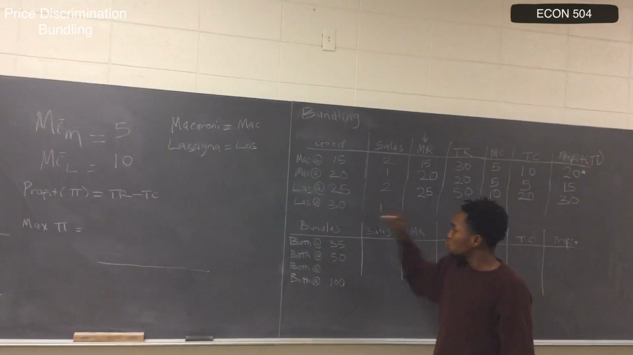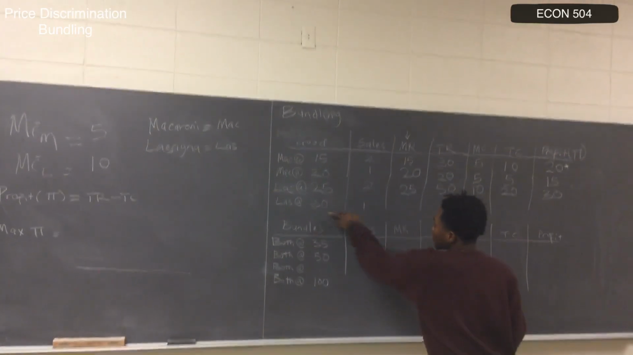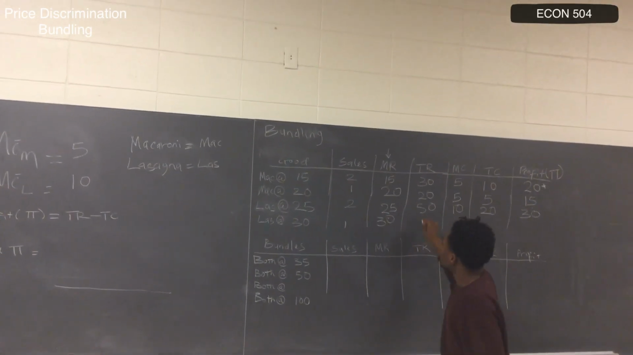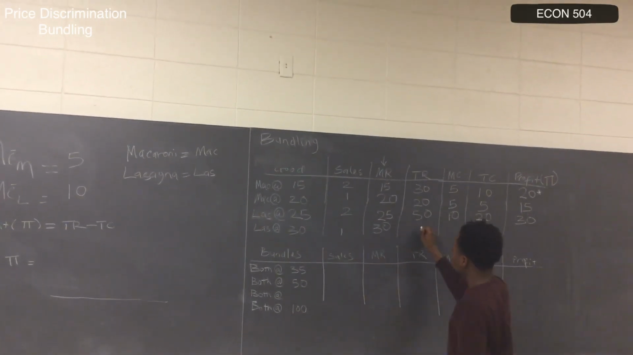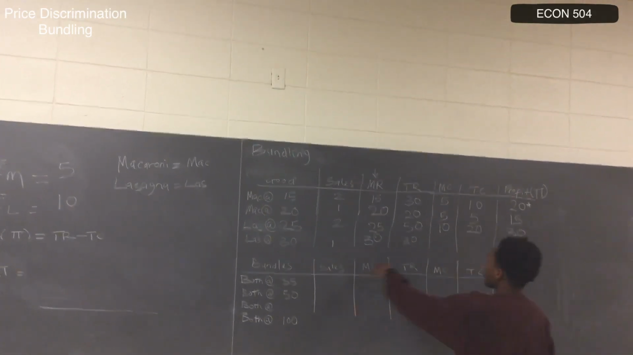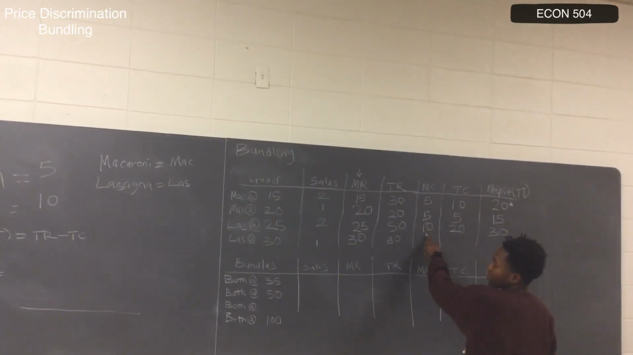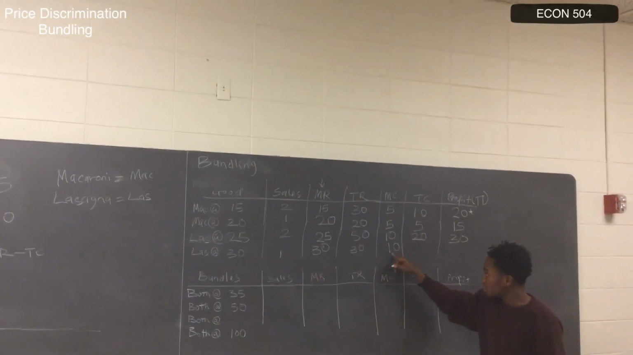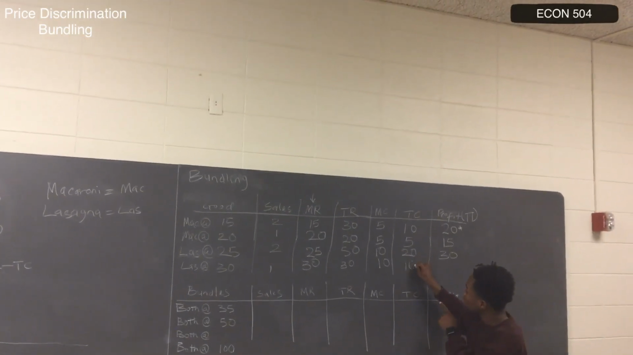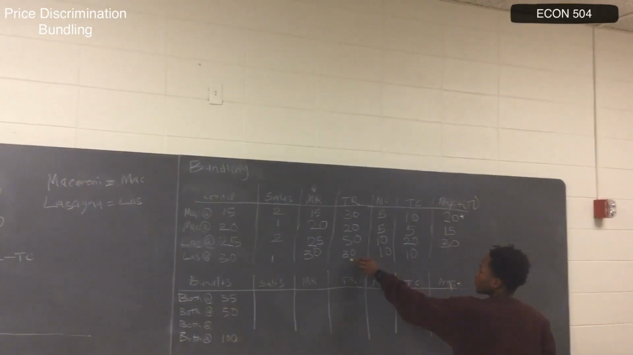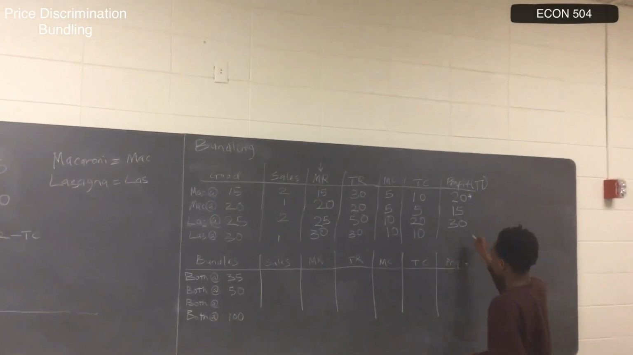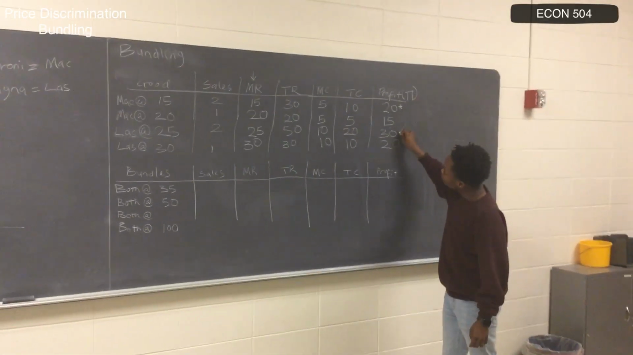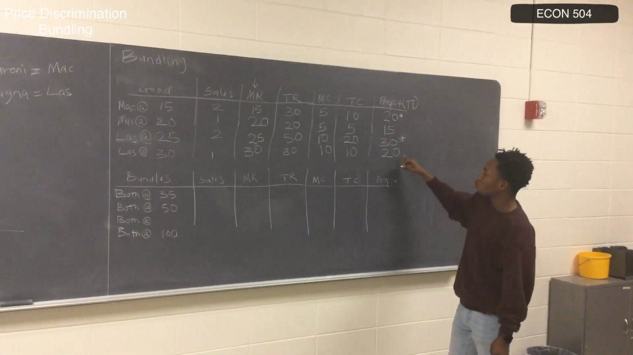But if I only sell to one individual at $30, the marginal revenue here is the price, which is 30. Total revenue, because I sell to just one individual, is also 30. The marginal cost is fixed, 10. The total cost of just selling to one individual is 10. The profit is revenue minus cost. 30 minus 10 is 20, which also shows that if I sell to two individuals, I make more profit than selling to just one individual.